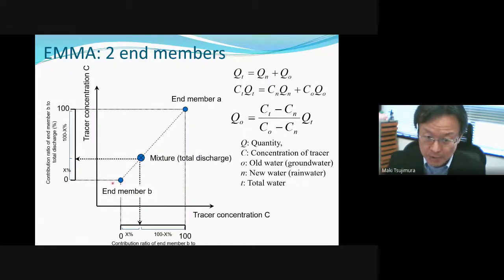Using that, the y-axis and x-axis both show the tracer concentrations, and those two points are the candidates of the N members, rainwater and groundwater. This is the final output of the waters. So we could get how much contribution comes from candidate N member A, and how much contribution from candidate N member B. We could calculate the contribution ratio of each N member candidate of the water source.